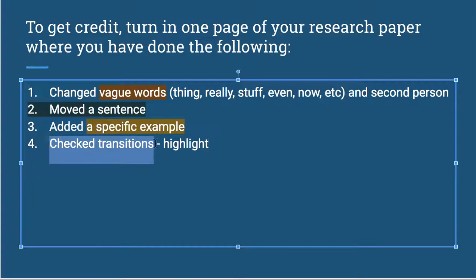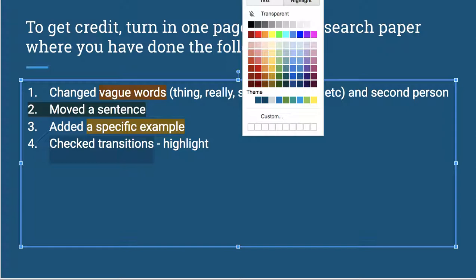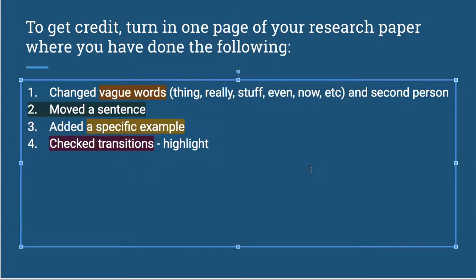Then check the transitions and highlight your transitions. So if you have them in there and you know you have them in there and you're feeling pretty good about them, highlight them. Here are my transitions and I feel good about those. If you don't have them, add them. And then again, highlight those transitions.